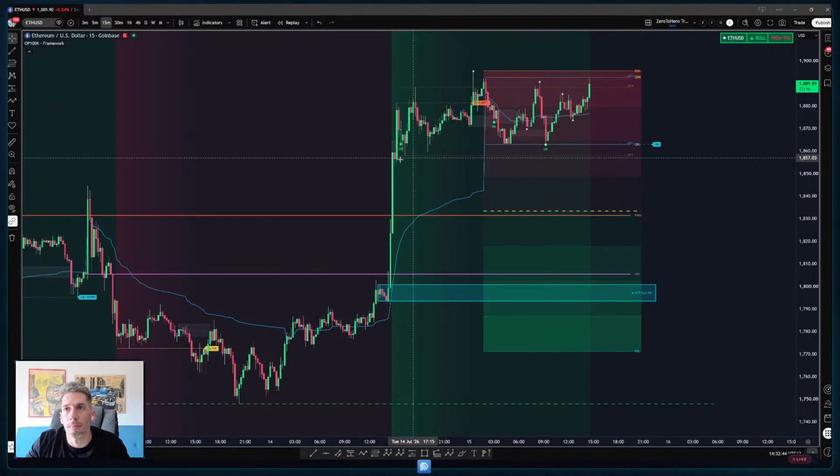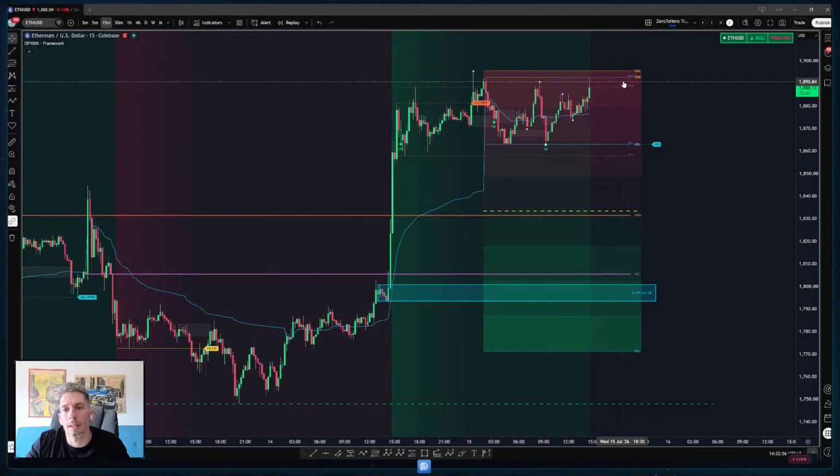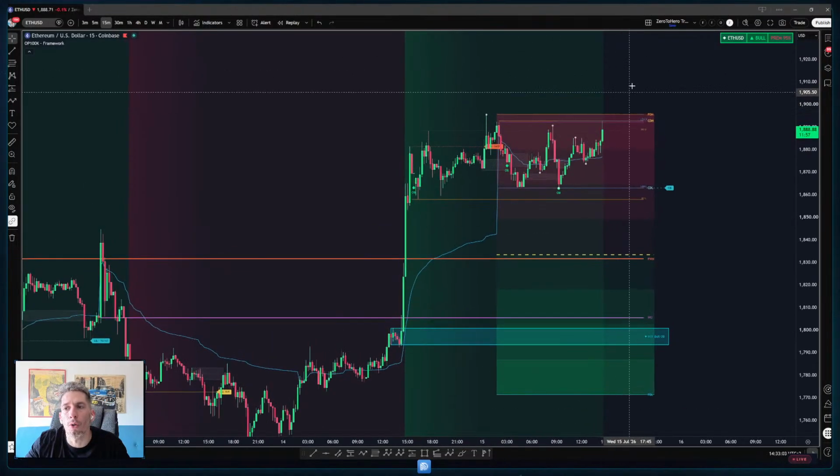Of course, we still have the Canada news from that, but let's see. Ethereum also found the support at the order block, market moving higher. I want to see a close above these highs if I want to look for higher levels.